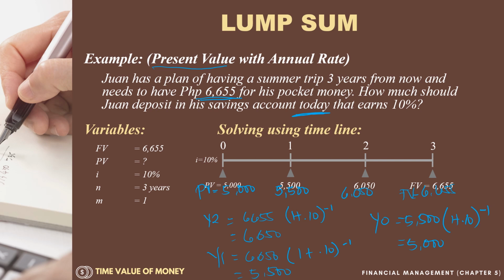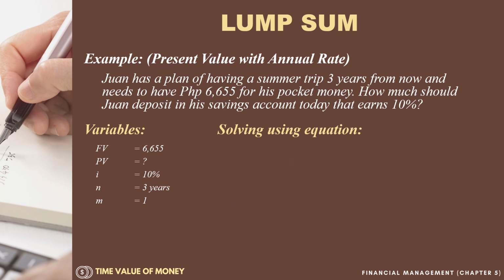So this is to check our previous problem having the future value of 6,655. Here we got the 5,000 as our present value.